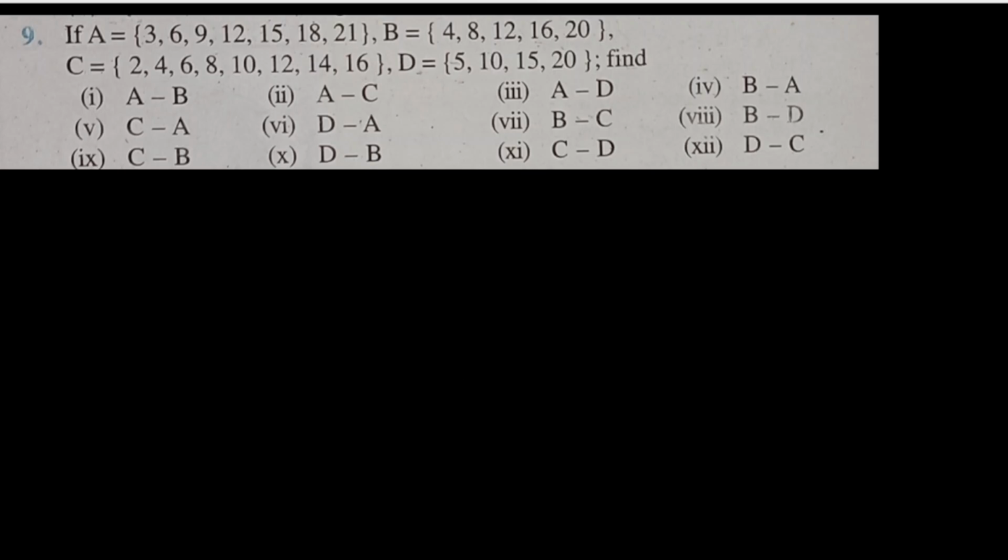So in question number 9, we have to use the concept of difference of two sets. This also I have explained to you. So A minus B means what? A but not B. So all the elements of A we have to write, but these elements should not be the elements of B as well. So three sets are given to us, A, B and C.